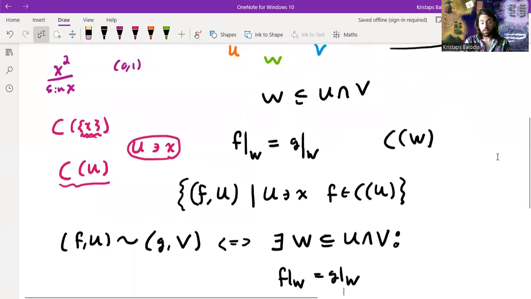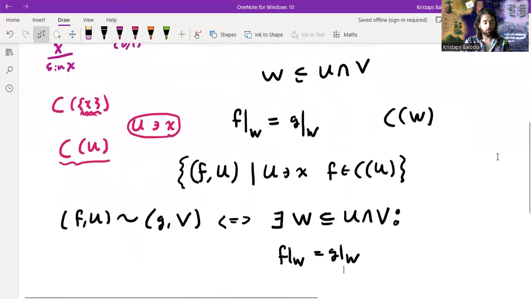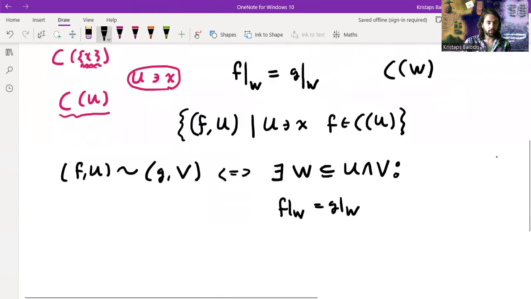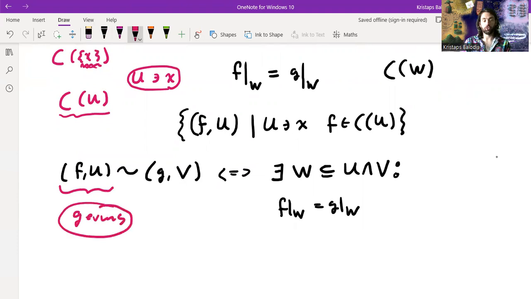And this is exactly so. First, let me lay out some terminology. These equivalence classes are called germs, right? This is called the germ of a function.